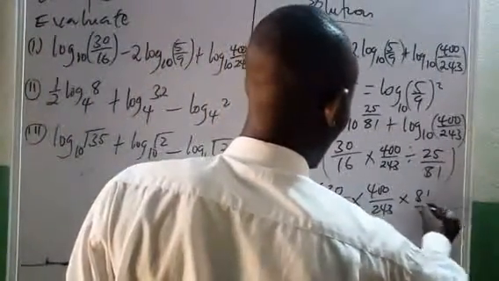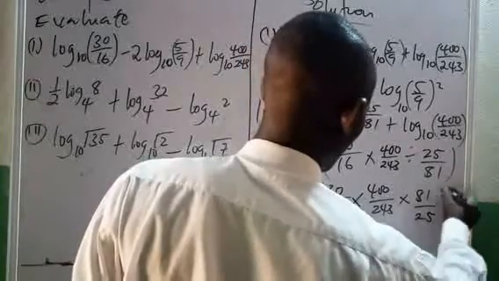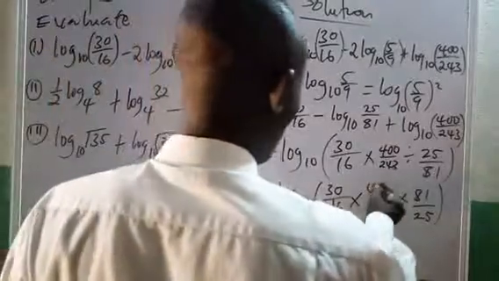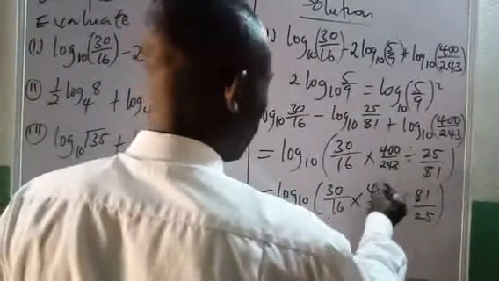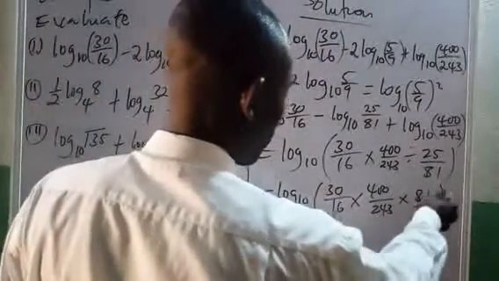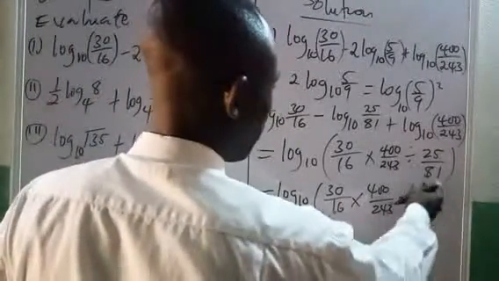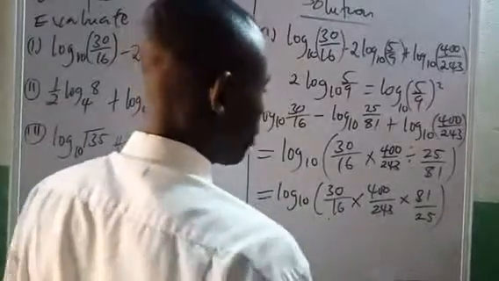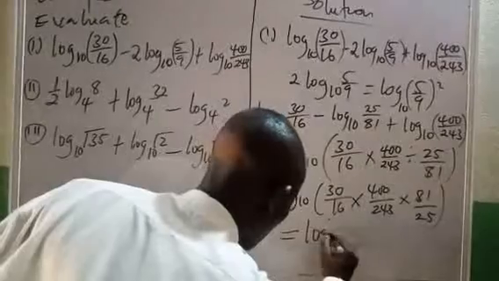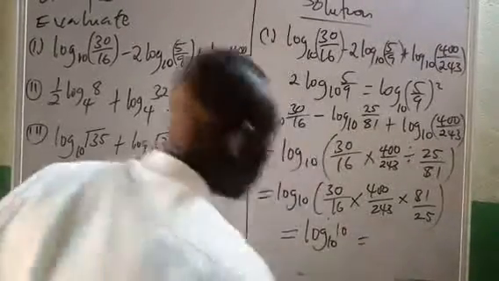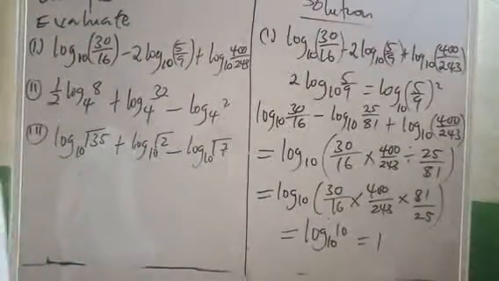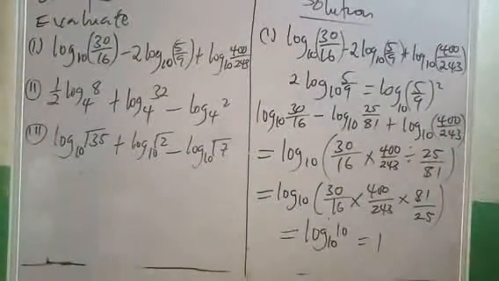times 81 over 25. So if you simplify this very well, 16 will cancel, 16 here is 1, 16 here is 25. 25 will cancel 25. So you have your 81 here, 81 here is 1, 81 here is 3, 3 cancel here. So we are supposed to arrive at log 10, 10, and log 10, 10 is equal to 1.